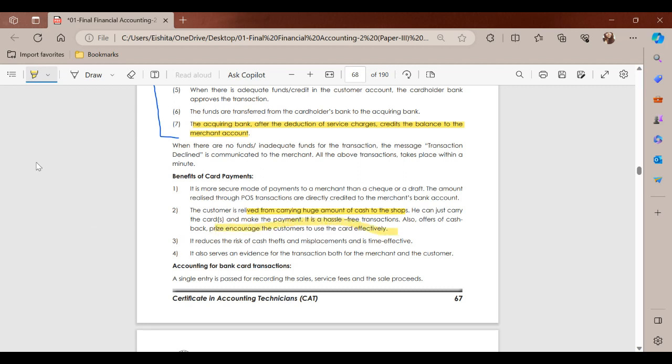What is important here, that is very, very important, is that by using the card he is relieved of carrying huge cash, and he is getting the reward as a payment for credit card transactions. Okay, he gets the huge reward. Okay. Third, it reduces the risk of cash theft and misplacement and is time effective.